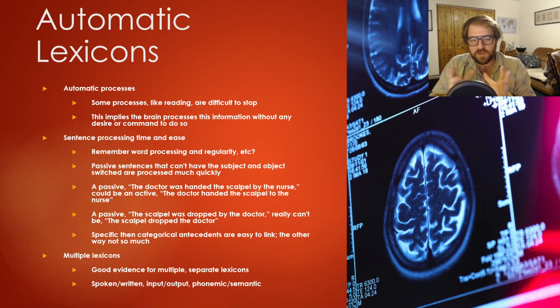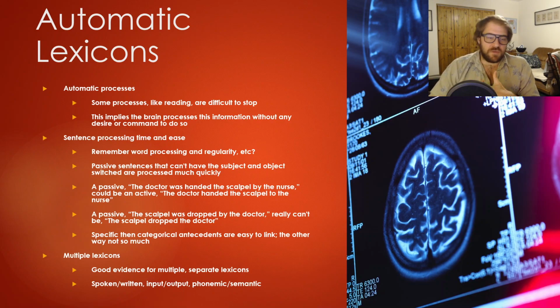Remember we were talking about processing time for words in the last exam. We had things like the regularity effect, the neighborhood effect, all this stuff. And the more regular something was, the more common something was, the smaller the neighborhood would lead to faster processing time. We have things like this in sentence processing as well.